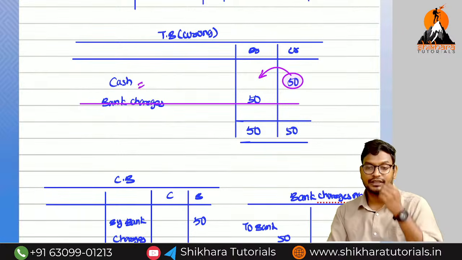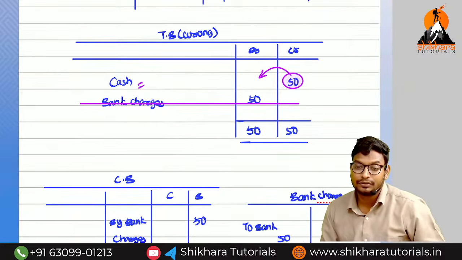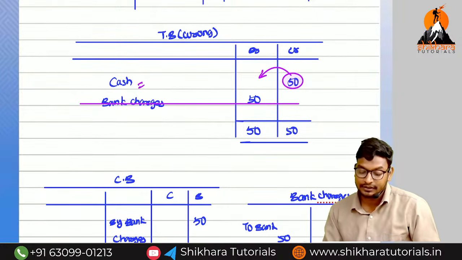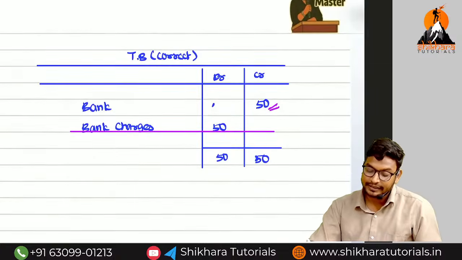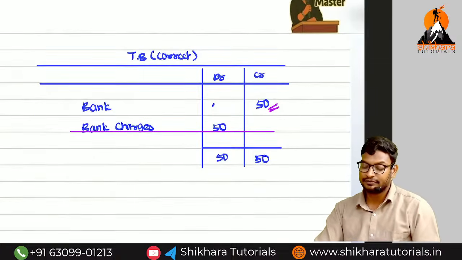We need to cancel and reverse it, and transfer to the credit, meaning we need to transfer to the debit. Now cash will be debited, and what should be credited? We need to credit bank. This is the rectification entry.